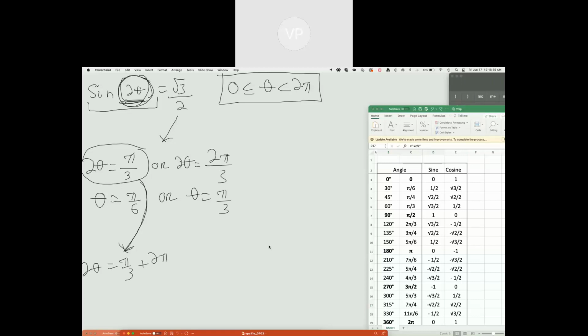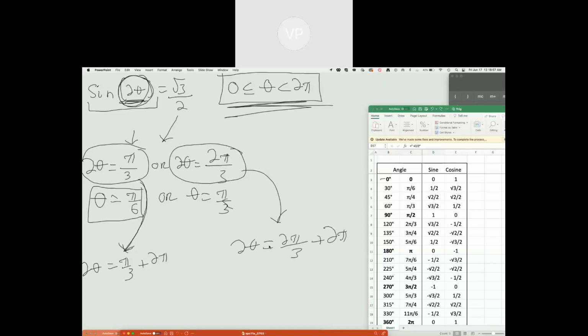Now, here's the interesting part. You don't add 2 pi to this because that's going to take you out of our range here. But you add it to the original that you found. Just like this one right here, I'm going to make a second equation that says 2 theta equals 2 pi over 3 plus 2 pi. So now you solve these, and let's say I divide everybody by 2, I get theta equals pi over 6 plus pi. Here I get theta equals 7 pi over 6.